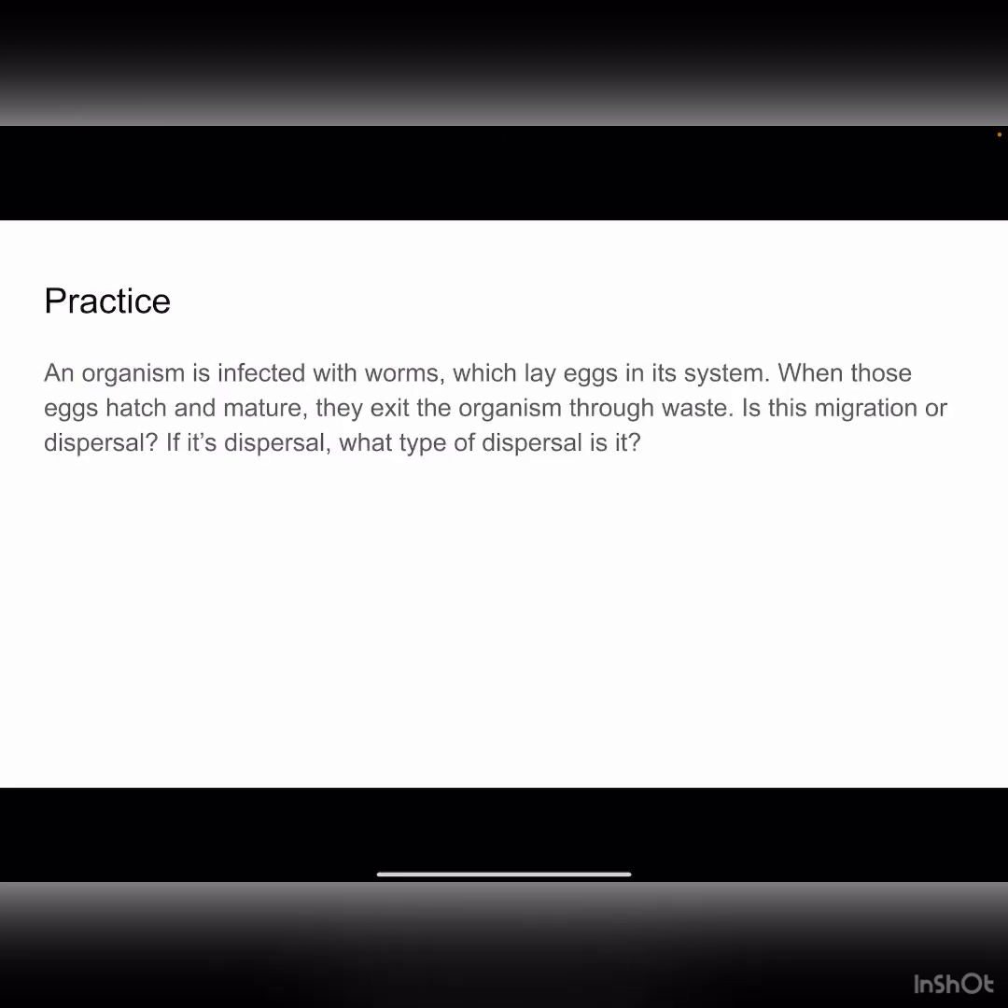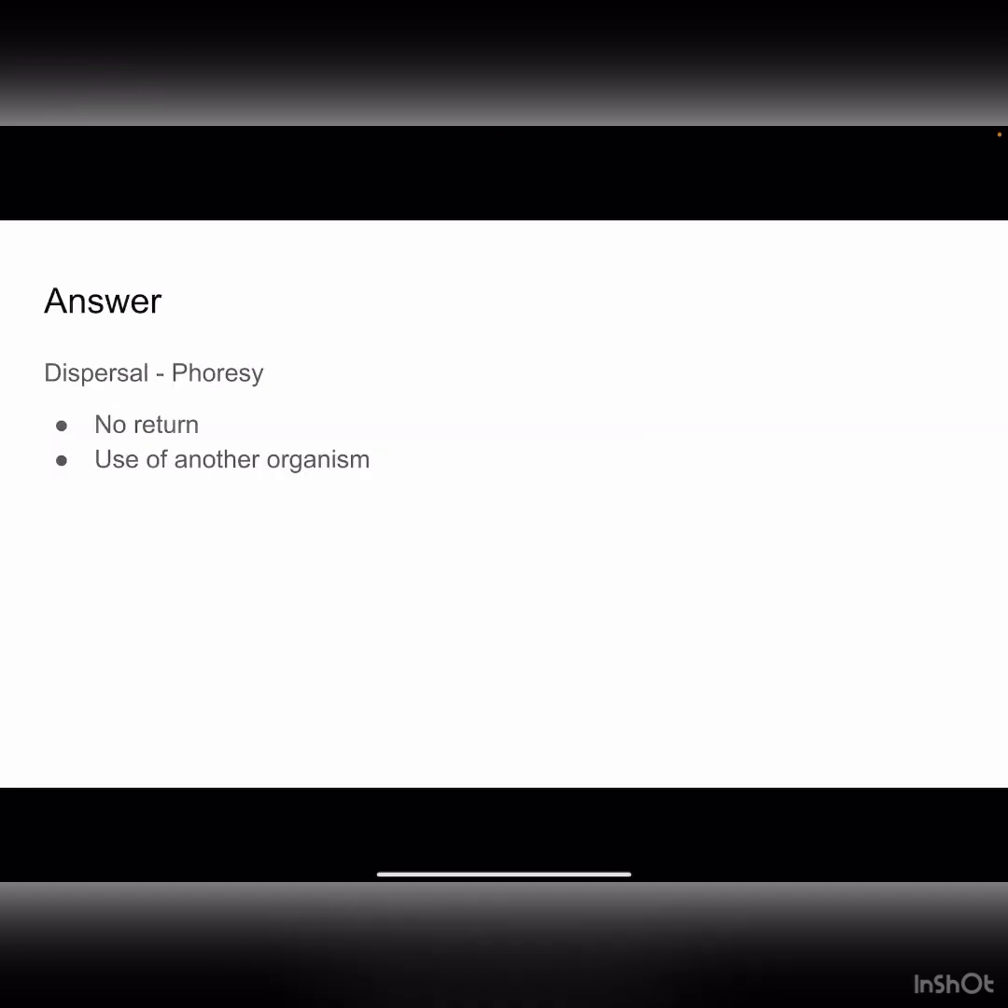Okay, last example. An organism is infected with worms, which lay eggs in this system. When those eggs hatch and mature, they exit the organism through waste. Is this migration or dispersal? If it's dispersal, what type of dispersal is it? It was foresy. Once the parasites exit the organism, they probably aren't going back in. And even if they did, they probably wouldn't go back to the same location. So, dispersal. And of course, since they use another organism, it's foresy instead of aeolian plankton.